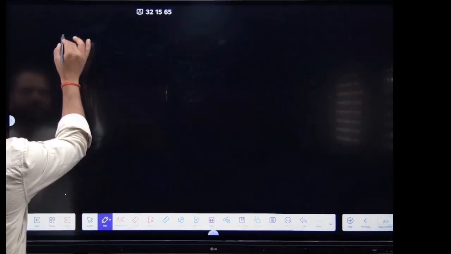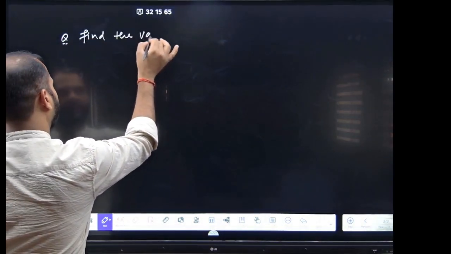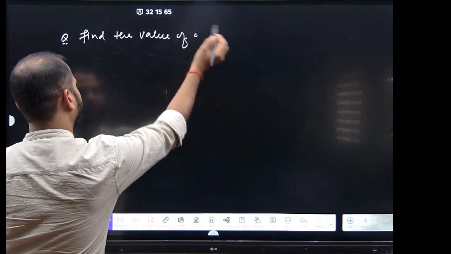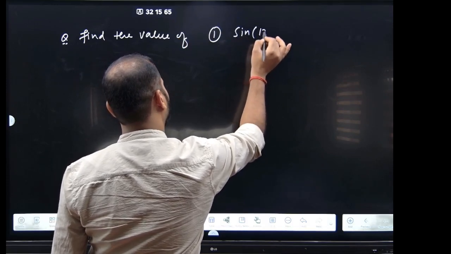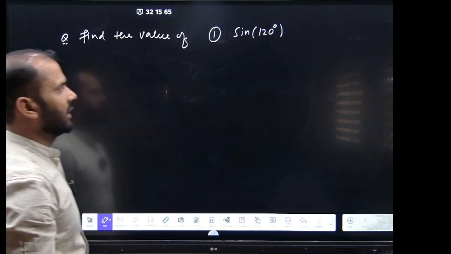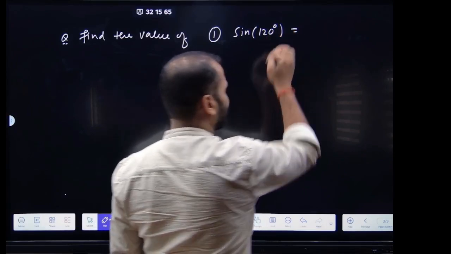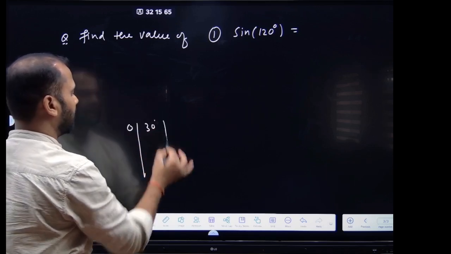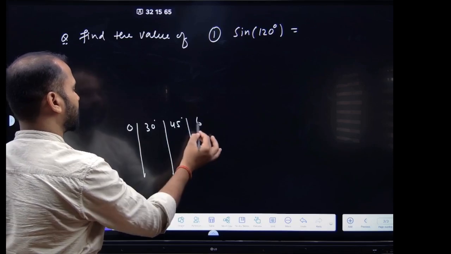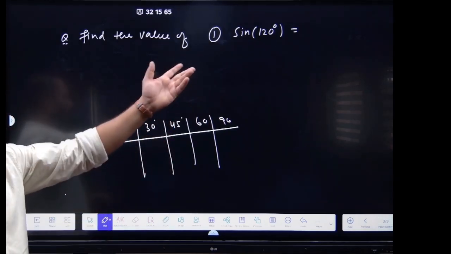Let me solve one numerical. I will try to combine all the concepts I taught you just now. Questions will be like this: find the value of, let it be the first one, sine 120 degree. How to solve sine 120 degree? Just think, is it there in the table? No. In the table, what information will you get? Either 0, 30, 45, 60 or maximum 90. This much only you have. Meaning you have to solve by some other method, right?